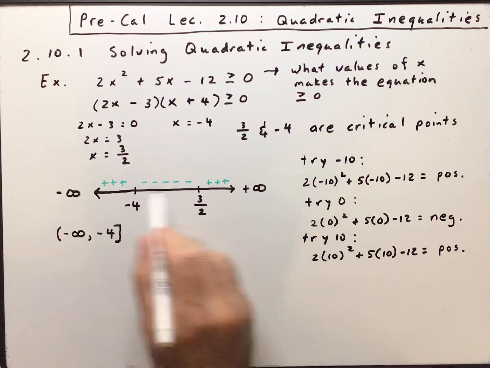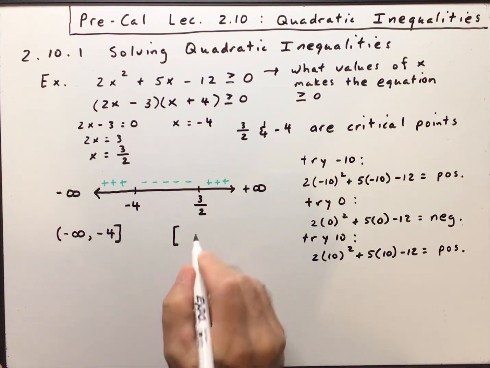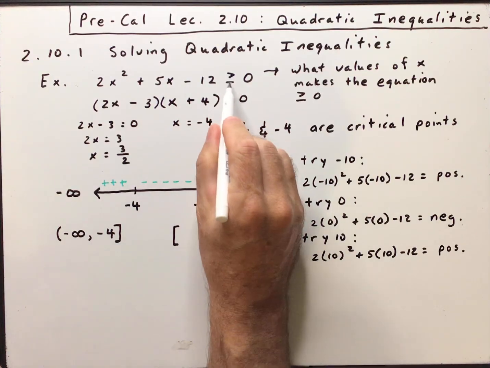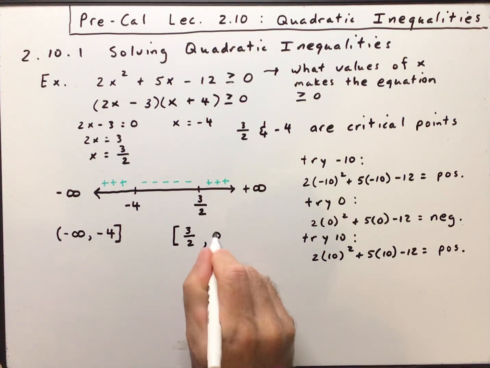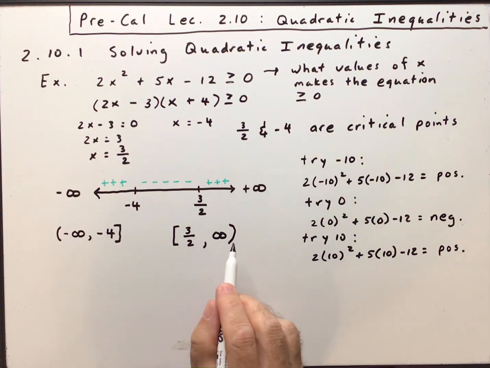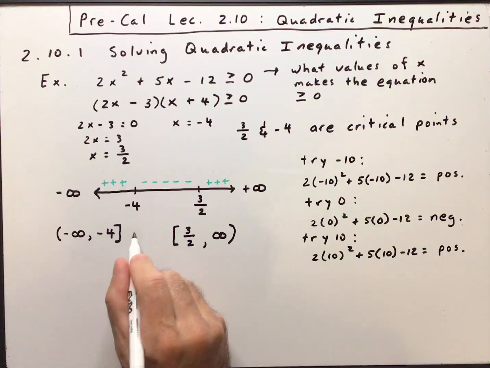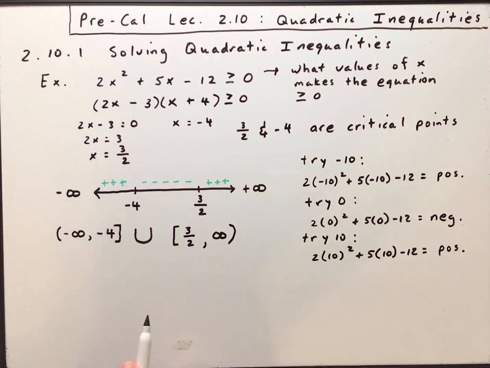All right, and also anything greater than 3/2, but it can be equal to 3/2 because it's greater than or equal to. So 3/2 and infinity. And remember, infinity is not bracketable. So what we do is we use this union symbol. Maybe you've seen that before.